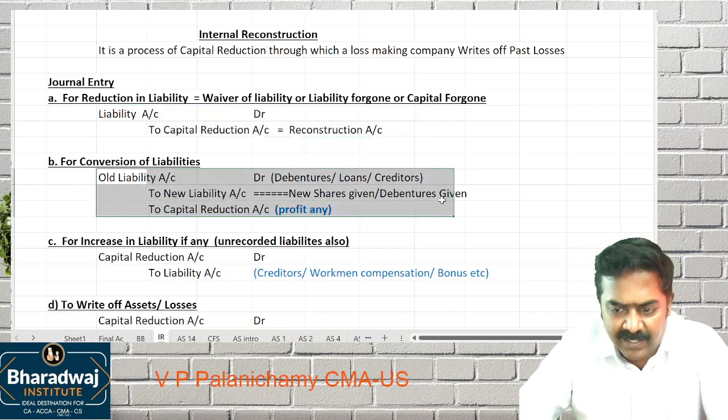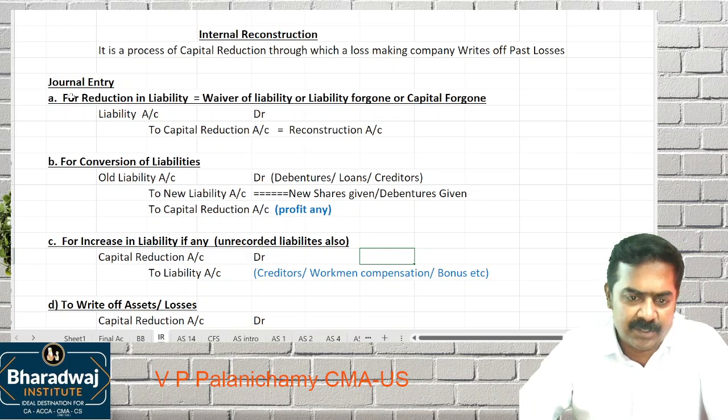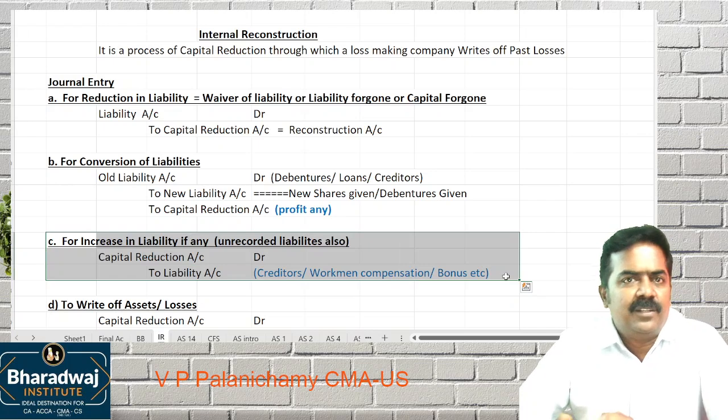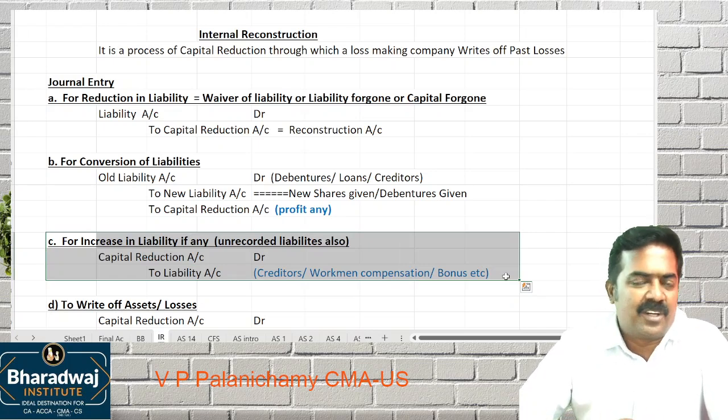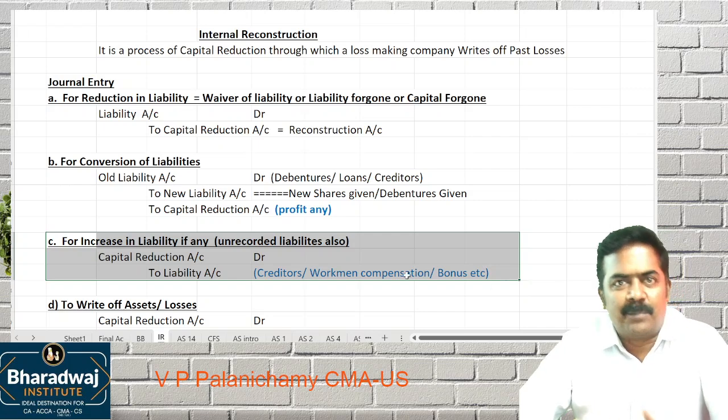When a liability is getting converted, the difference will transfer to which account? Capital reduction account. Then, though it is a loss-making company, you would not have filed returns with ROC. You would not have filed income tax return. If it is a company, whether there is a profit or loss, you must file what? Return. If you don't file return, you have to pay some penalty charges, some minimum bonus, etc.